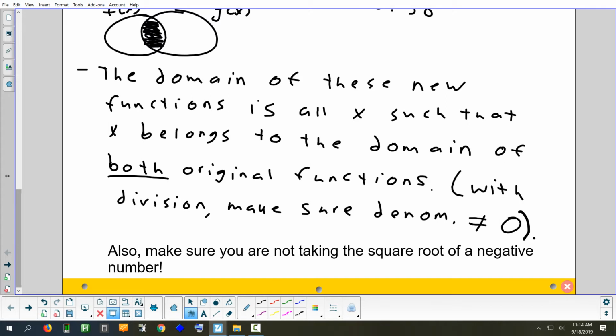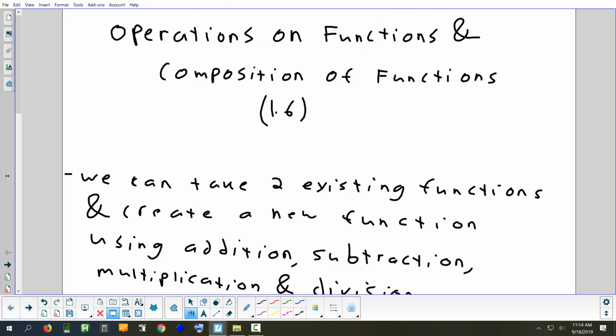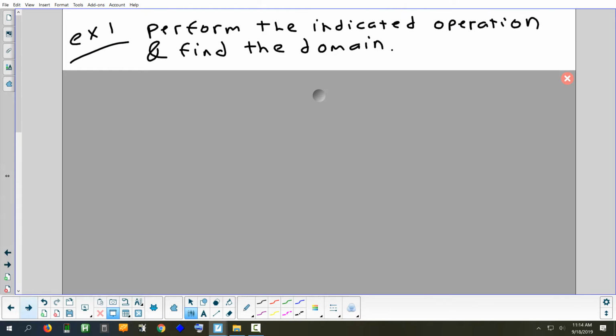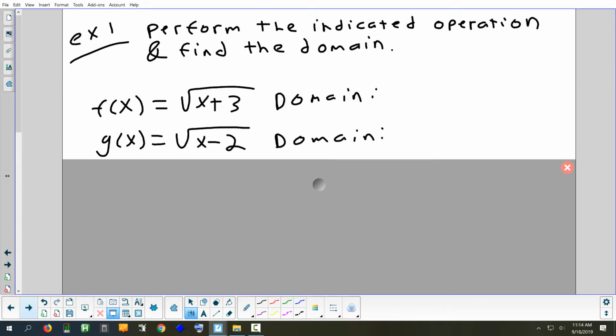All right, so what we're going to look at now is they're going to give us two functions. They're going to ask us to do something with them, and then we're going to try to find the domain. We're not going to worry about range yet. Okay, you got to get domain before we can get range. Okay, so here's the two functions they want to use: f of x and g of x.